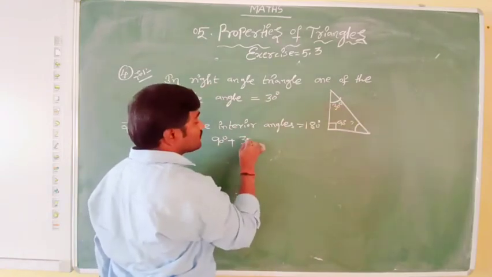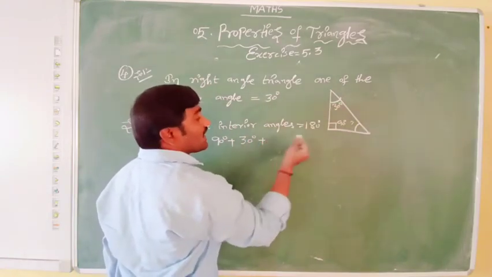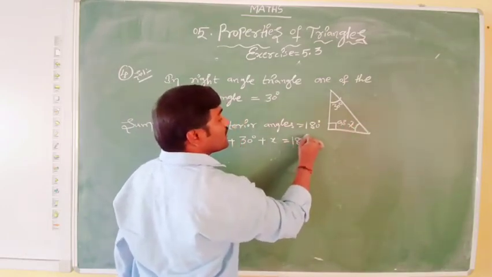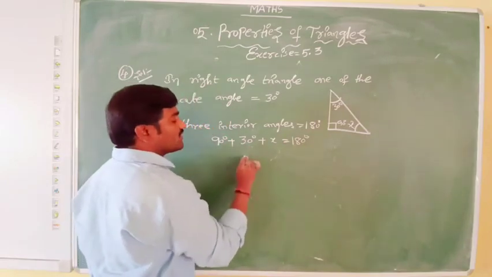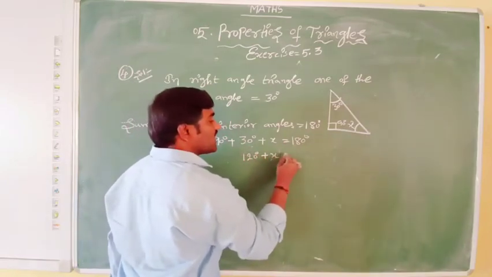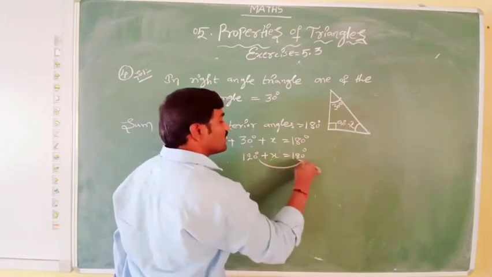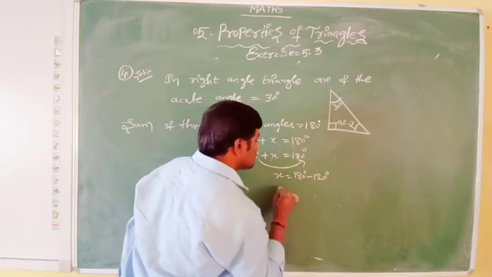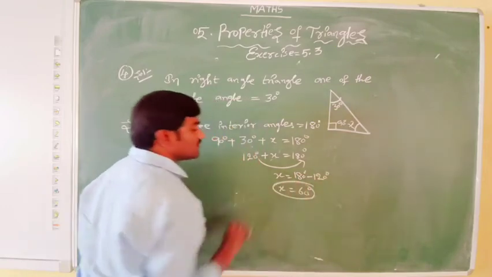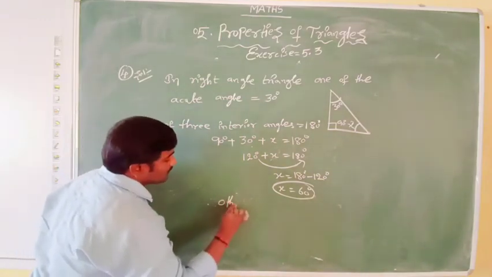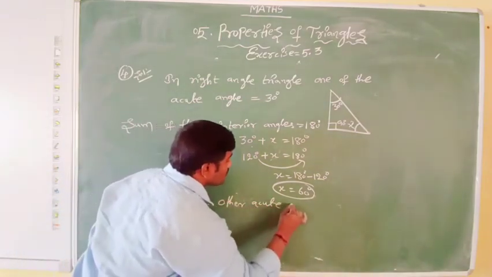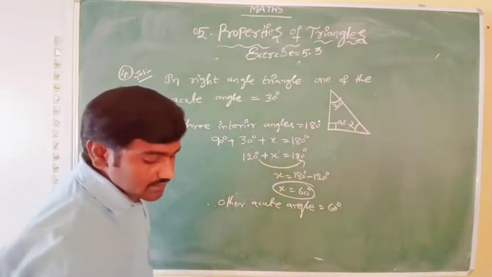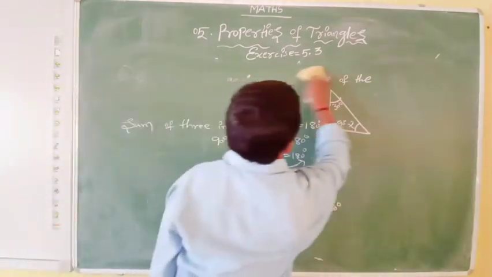The other acute angle is given. The first acute angle is 30 degrees. The other acute angle, let us assume, is x. Then we get the x value. 90 plus 30, the sum will give us 120 degrees, plus x equal to 180 degrees. Transfer this 120 degrees to this side. x equal to 180 degrees minus 120 degrees. So x equals 60 degrees. Then the other acute angle is equal to 60 degrees. So I hope you understood this question also.